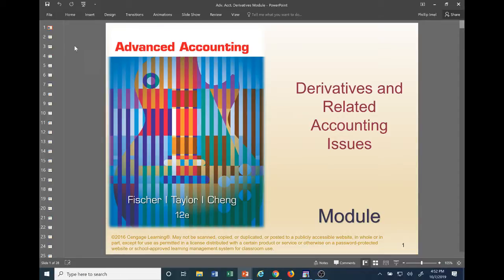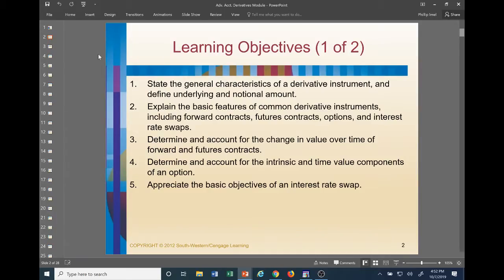So let's get in here and look at some of our learning objectives. We're going to state the general characteristics of a derivative instrument and define underlying and notional amounts. Explain the basic features of common derivative instruments, including forward contracts, futures contracts, options, and interest rate swaps. Determine and account for the change in value over time of forward and future contracts.